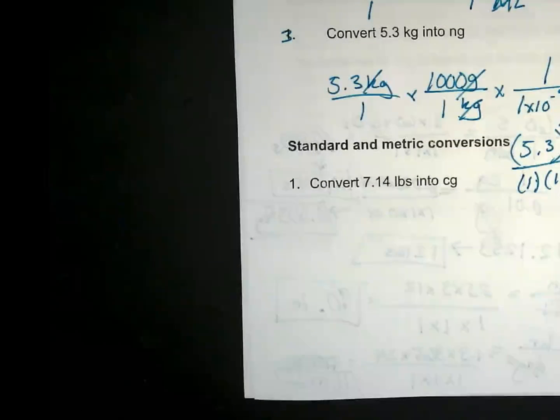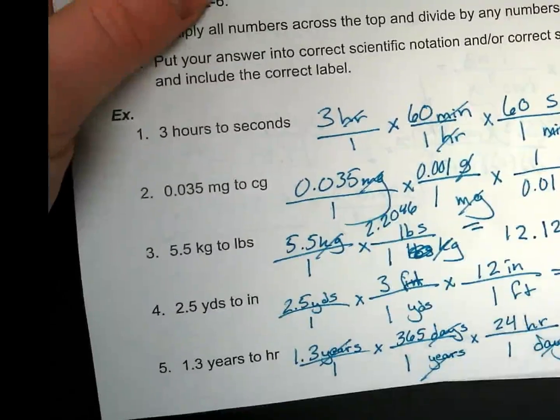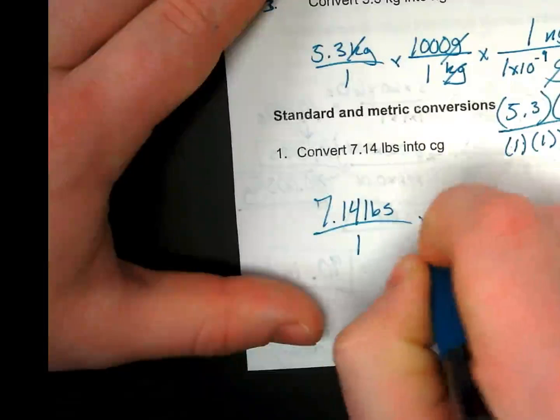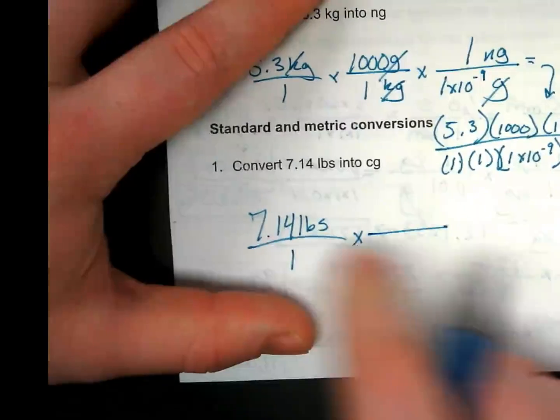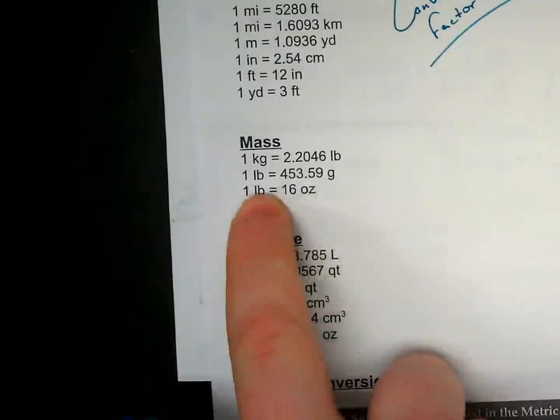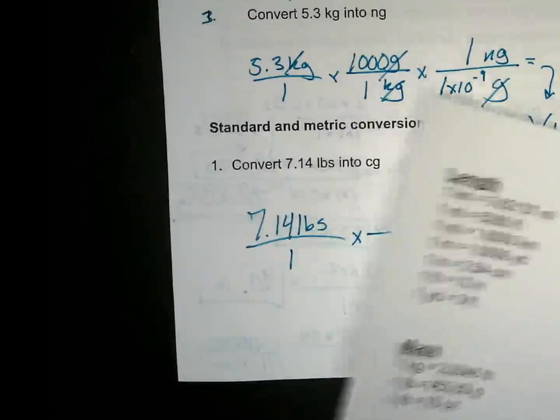And then finally, the last problem here: convert 7.14 pounds into centigrams. So we're basically going from standard units to metric units. Nothing too scary, because the method is still exactly the same, and we've got our conversion table. 7.14 pounds is what we're given. So here are our old units; we're going to put those on the bottom to get rid of them. We're measuring mass here. We've got pounds to ounces, don't need that. We've got pounds to grams. Perfect, that's exactly what we need.